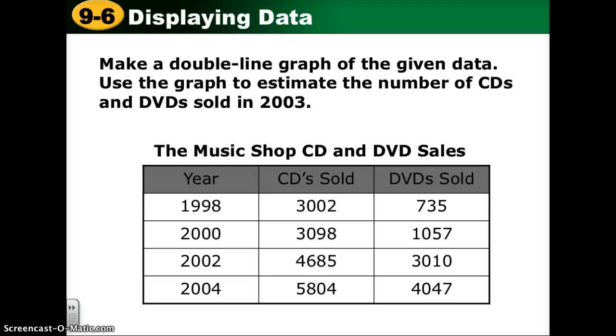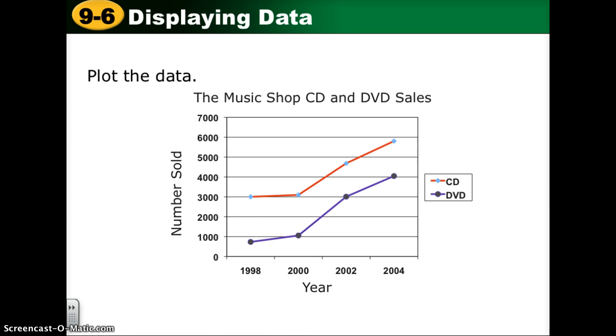So we have the years, CDs sold, and DVDs sold. What a double line graph would look like: the years would be the horizontal axis, the number sold of either one would be on the vertical axis, and then we do two different lines, plotting the CD points and connecting the dots, and plotting the DVD points and connecting the dots.